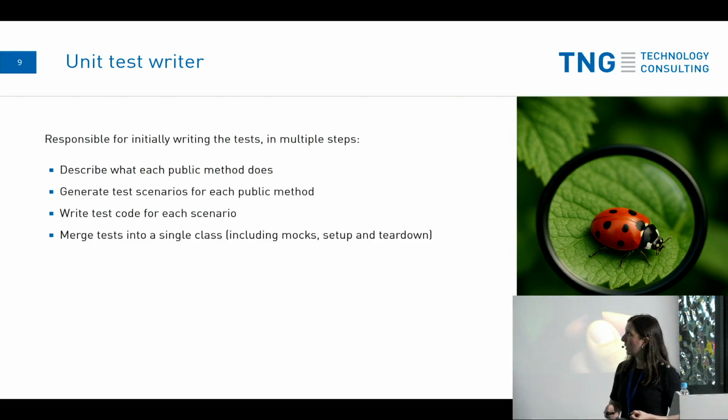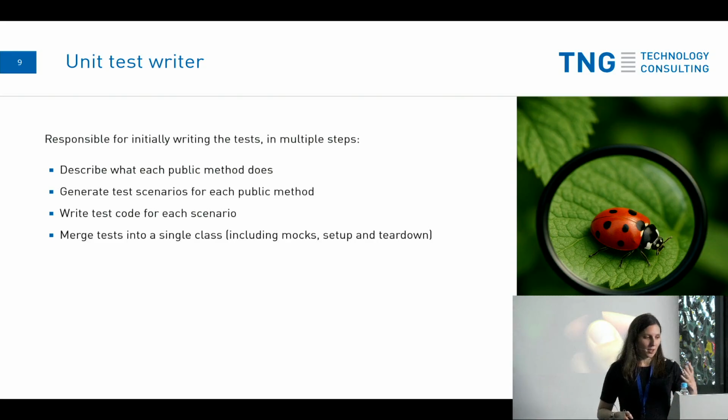And the steps would be: you take the code that you want to test, you ask this unit test writer, or the LLM rather, to describe what the public methods of the class do. So these are the ones you actually want to test. Then you ask it to define some test scenarios. So no code yet, right? Just text. And then when you have these test scenarios, then you ask it to actually generate the corresponding tests.